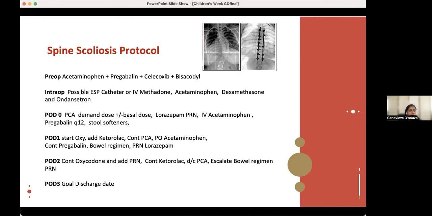The next day, as soon as they're able to take even liquids by mouth, we start them on PO oxycodone, switch them to ketorolac, and we continue the demand dose PCA till they start PT, switch them to PO acetaminophen, continue pregabalin, continue the bowel regimen, and continue the lorazepam. On post-op day 2, we continue the oxycodone. We add a PRN oxycodone and switch off the PCA so they can be unhooked from all the IV lines. We continue the ketorolac. We increase the bowel regimen in case they haven't been able to poop. And by post-op day 3, the goal is for them to go home. Most times, this is very successful. There's a little switch in this regimen for neuromuscular scoliosis, but it's almost similar. The neuromuscular scoliosis patients do go to the ICU for 1 or 2 days because they end up having some respiratory issues, so the protocol is a little different for them.